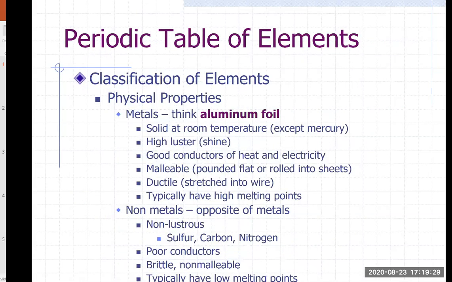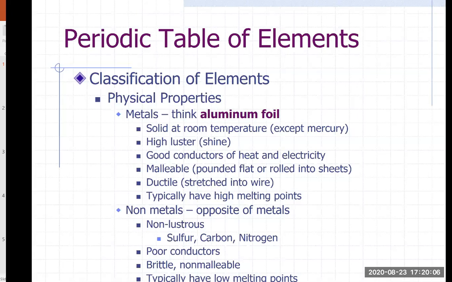In terms of classifying elements, there are physical properties associated with these classifications, and the most simple way that the periodic table classifies elements is by metals and nonmetals. So with metals, I like to have students just think of aluminum foil because that's something that you know. All of you have seen aluminum foil. Probably most of you have used aluminum foil. And so if you can picture aluminum foil, this is your key to understanding the characteristics of metals. And then non-metals are just exactly the opposite characteristics of metals.